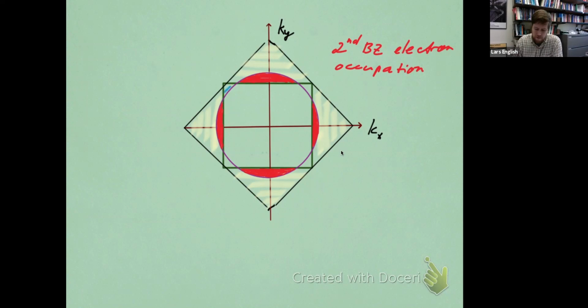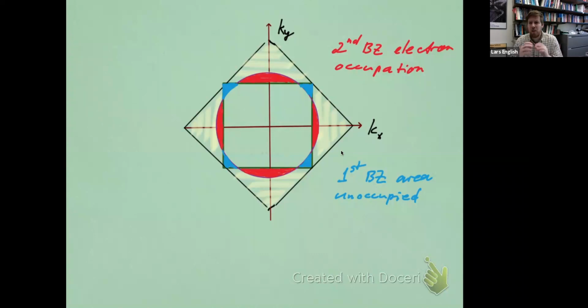Okay, and then we have these blue corners here. And what does it represent? Well, you can see that it falls outside of that circle, that purple circle, and therefore those are the parts of the first Brillouin zone that are left unoccupied.